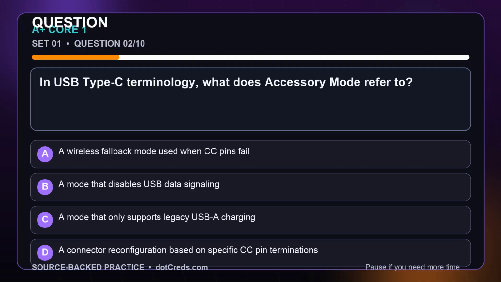Question 2. In USB Type-C terminology, what does accessory mode refer to? A. A wireless fallback mode used when CC pins fail. B. A mode that disables USB data signaling. C. A mode that only supports legacy USB charging. D. A connector reconfiguration based on specific CC pin terminations.